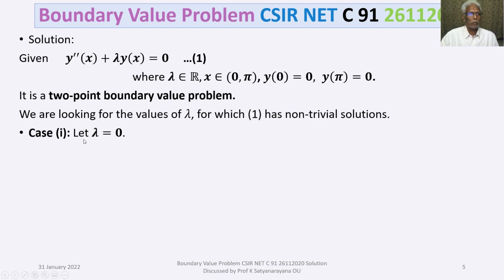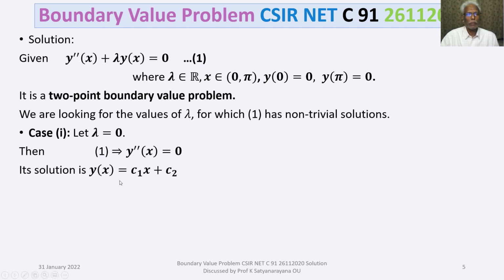Case 1, let lambda is equal to 0. Then the differential equation 1 implies y double dash x is equal to 0, and integrating twice we get its solution y of x is equal to c1 x plus c2, where c1, c2 are arbitrary constants, and we use the boundary conditions to evaluate c1 and c2. y at 0 is equal to 0. That means y takes the value 0 when x is equal to 0. Substituting in this, we get y of 0 is equal to c1 times 0 plus c2. So c2 is equal to 0.